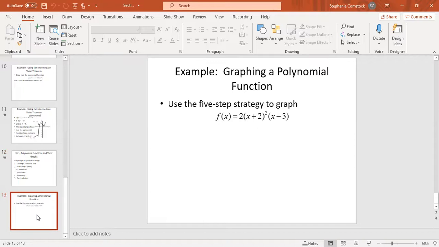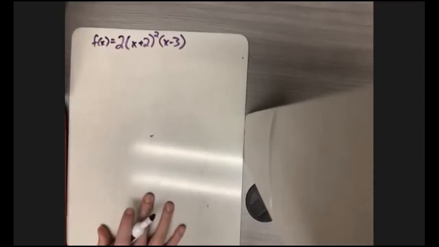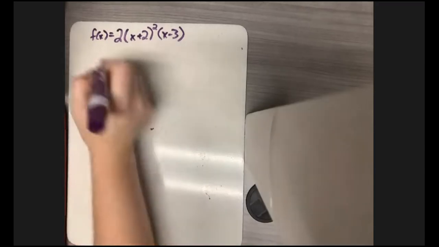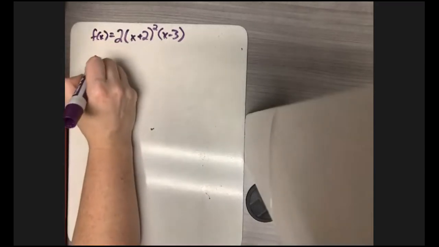So they want us to find f of x equals 2 times (x plus 2) squared times (x minus 3). So we're going to talk about how to pull all this together. So we're going to pull this over here. So I've got some on board. Now, first thing is thinking about end behavior.